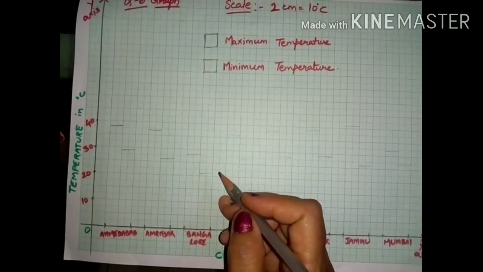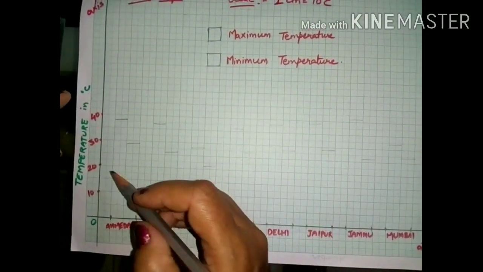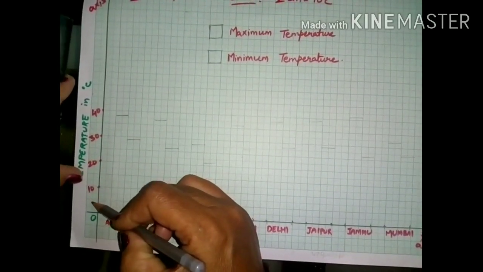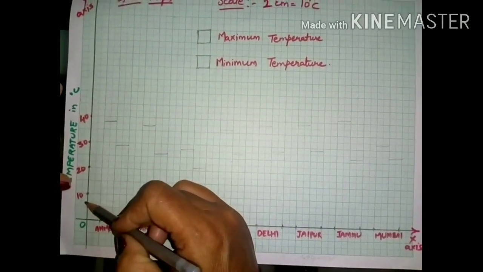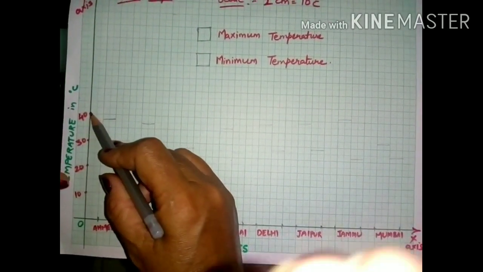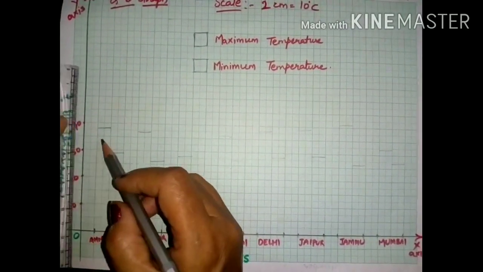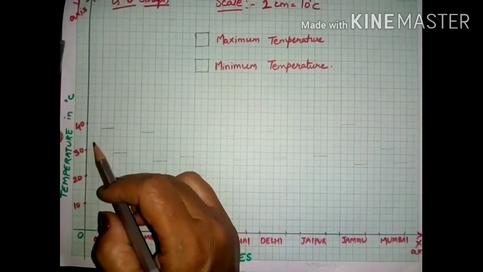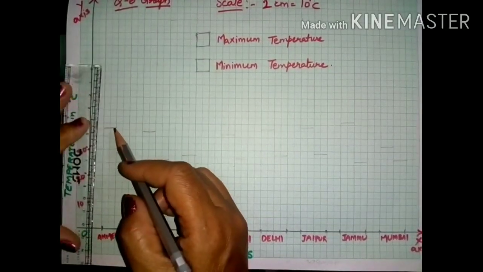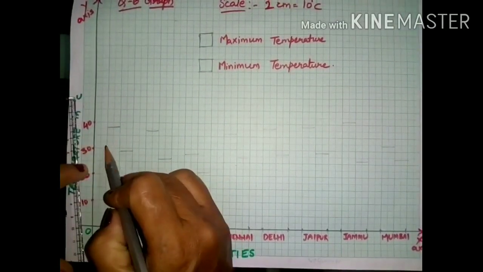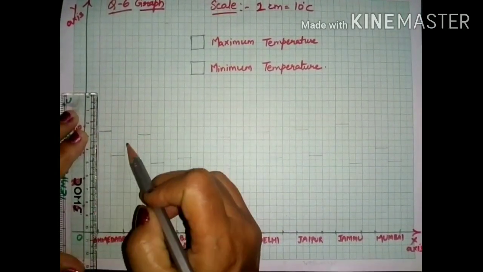Okay, now let us start to draw. Ahmedabad maximum is 38 and minimum is 29. Now see, on y-axis we have taken the scale as 2 cm equal to 10 degrees C. So 2 cm, so 10, 20, 30, 40 we have taken. Now the first one, Ahmedabad, is 38 degrees C. Here 38 means 30 plus 8. So 8 degrees C means we have to take 16 divisions. So we have taken 30 plus 16 divisions. So let us draw the first bar.